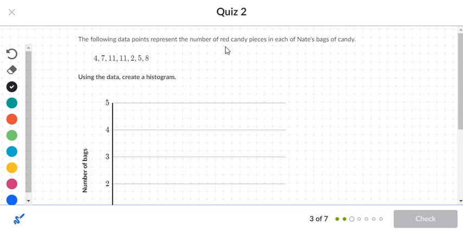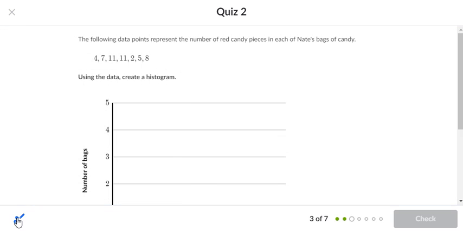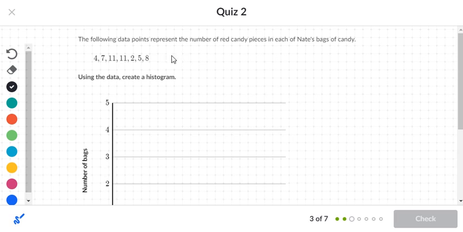The following data points represent the number of red candy pieces in each of Nate's bags of candy. So let's go ahead and write this out. So we go from smallest to highest. So we have 2, 4, 5, 7, 8, and 11 is written down twice. So we have 7, 8, and our two 11s.